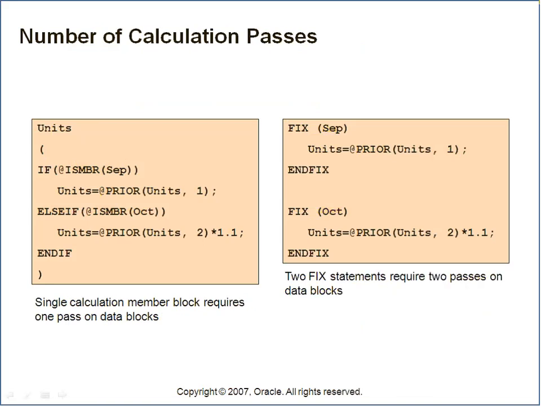But when if is going through all the data blocks in the memory, it is going in a single calculation block. So it will check if the member is September, else if it is October. So it just does the calculation in one go. But here, in the second part, I have two separate fixes. I say fix, so this time it will go through the entire block. Then again here it will go through the entire block. So this requires two passes through the blocks. This requires only one pass through the blocks.